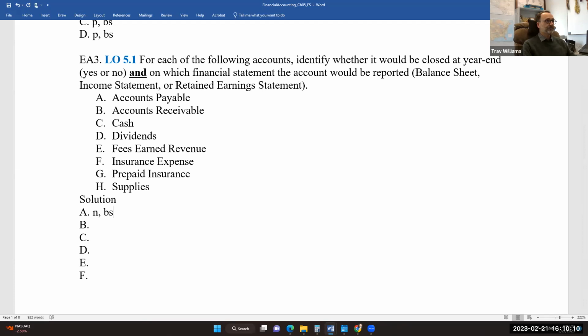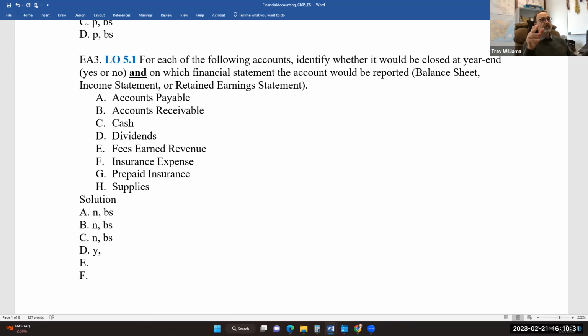sheet account. Same thing with accounts receivable, same thing with cash. All of those show up on the balance sheet. So they do not get closed out. Dividends, on the other hand, do get closed out. They are one of the types of temporary accounts that get closed out.